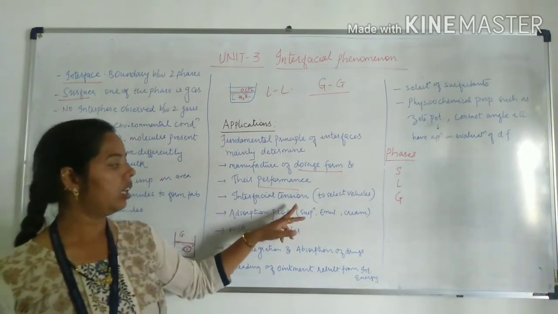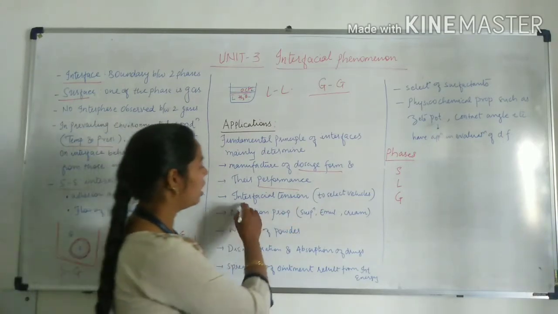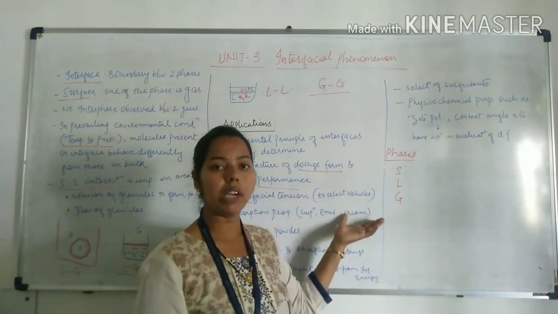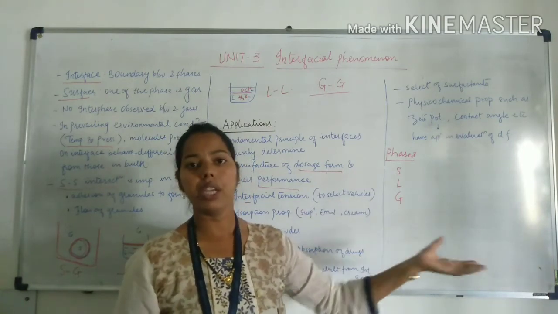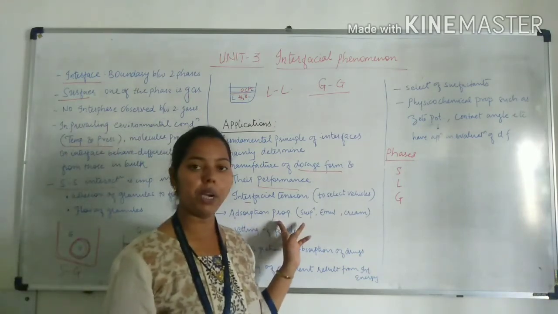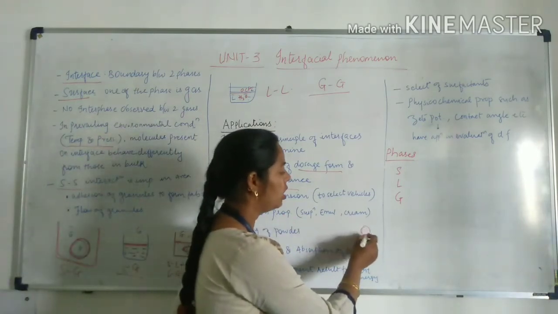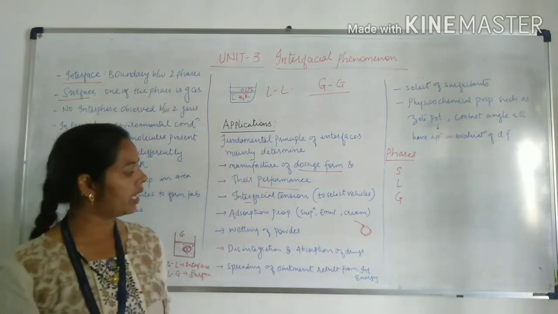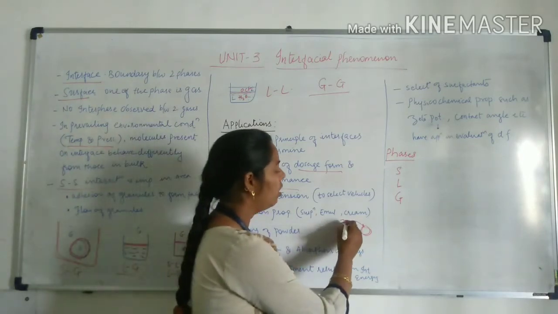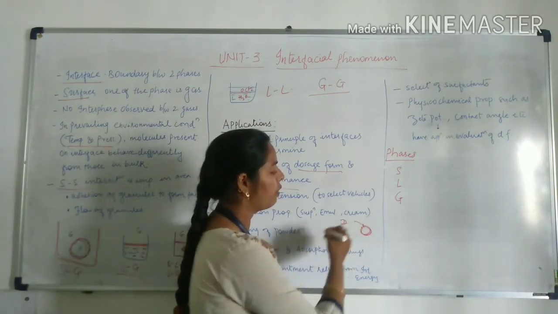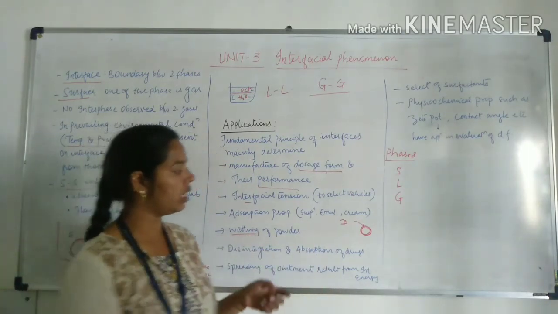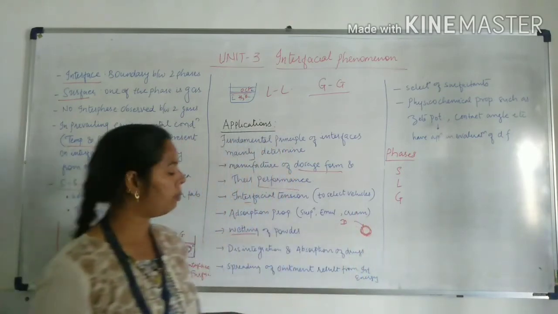Then interfacial tension: we have to study the interfacial tension of the content into the vehicle. After that, adsorption property. Adsorption means how much amount can adhere onto the surface of a solid particle. Sometimes the material would not adhere onto the surface of the solid particle. In that case, we have to add a wetting agent to make this surface wettable.